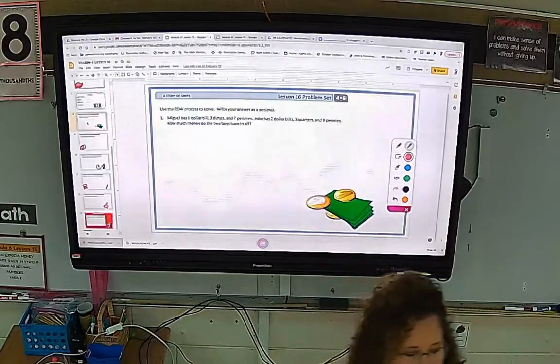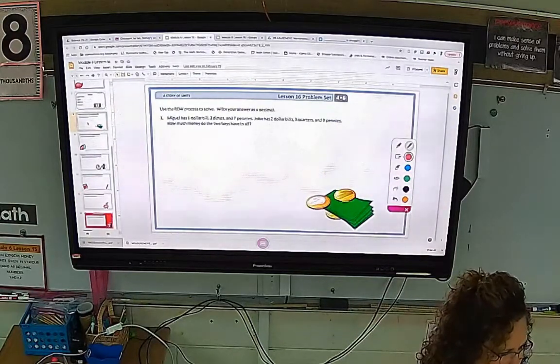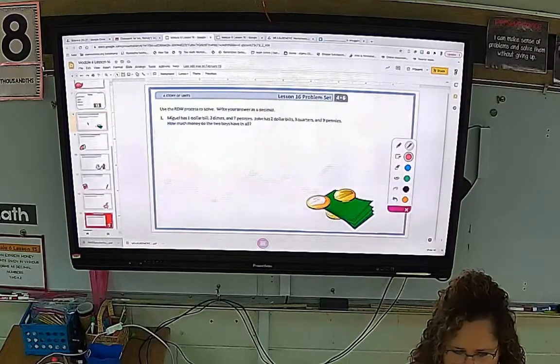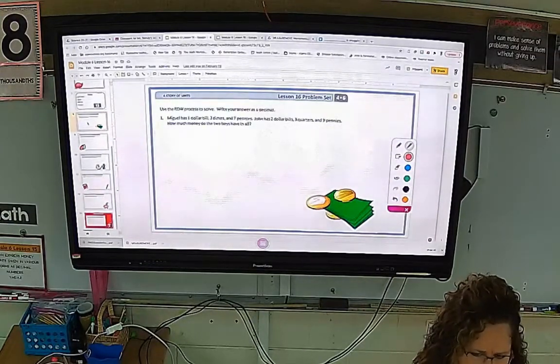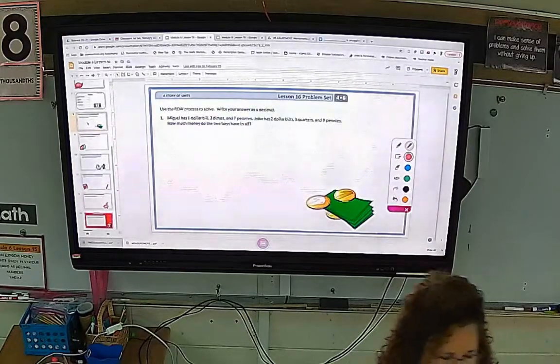Okay, so we have 3 main things to do this morning. 1, our lesson, which includes our problem set. 2, the lesson will be on the shorter side, so we're going to practice our decimals outside of the book in a little different way.